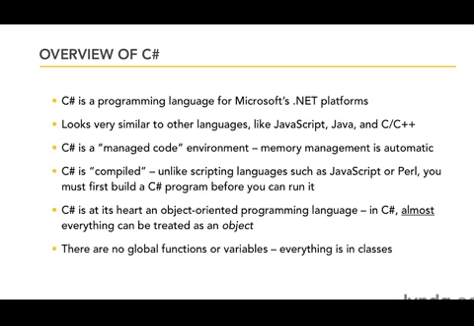In fact, in C# there are no global functions or variables. Everything is in classes. And that might be different from other languages you might be familiar with, like JavaScript or like C. But in C#, everything has to be inside of a class, and we'll come across that as we go further into the language.